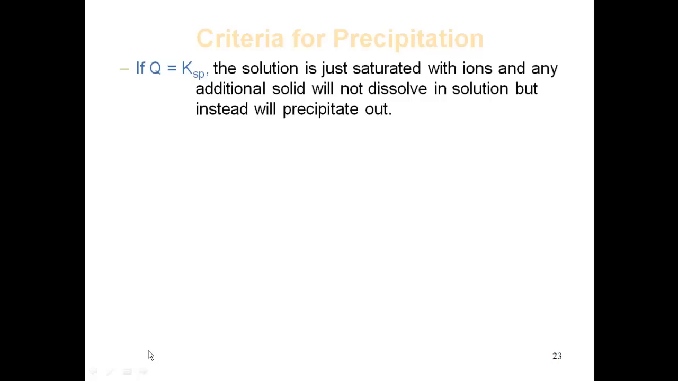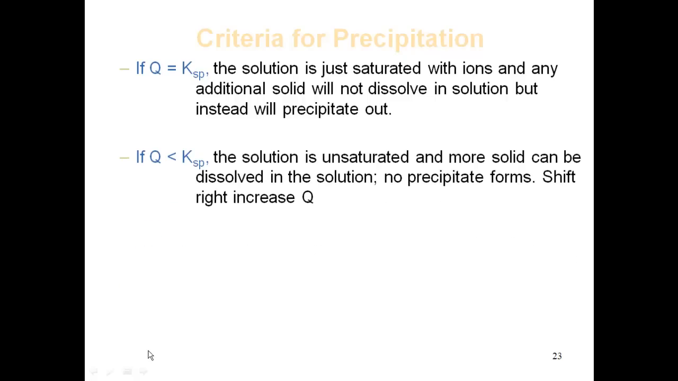If Q is equal to KSP, then what we're saying is we're at the saturation point. The solution is just saturated with ions, and any additional solid that we would add would not dissolve in solution, but instead precipitate out. So we have a saturated solution. We're just at that point where a precipitate would form. If I add any more, that precipitation will occur. If Q is less than KSP, the solution is unsaturated and more solid can be dissolved in that solution. In other words, no precipitation forms.